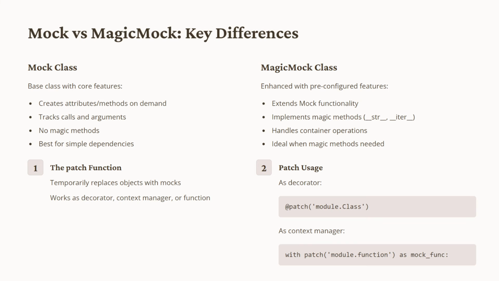Okay, so the patch function temporarily replaces objects with mocks, and works as a decorator, context manager, or a function. If you look at this side of the presentation, we have the @patch module class here, and this is how to apply the decorator. And then also as a context manager, we have it with the patch module function as a line of code like this.